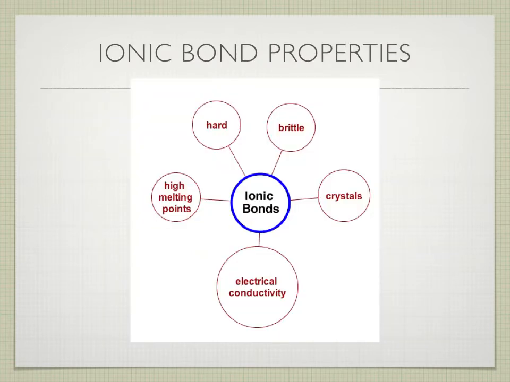Now, ionic bond properties for your bubble map. Ionic bonds tend to be hard, they tend to be brittle, there's crystals involved, there's some electrical conductivity, and they have really high melting points. And so that's what tends to happen when a negative and a positive bond together and form this ionic bond.